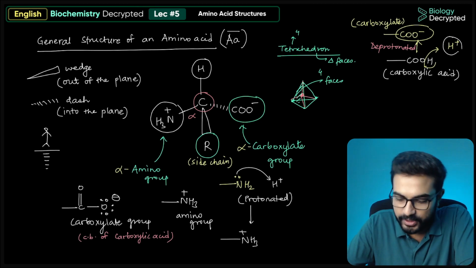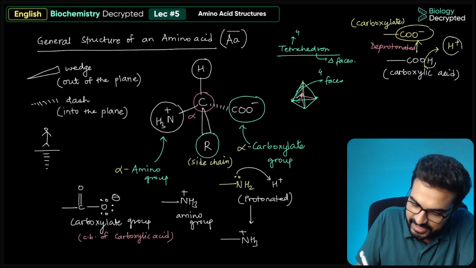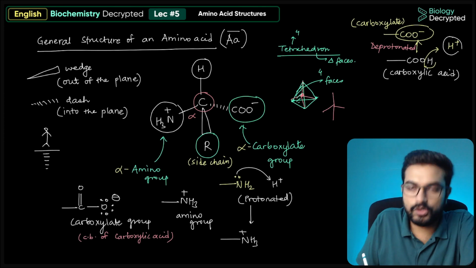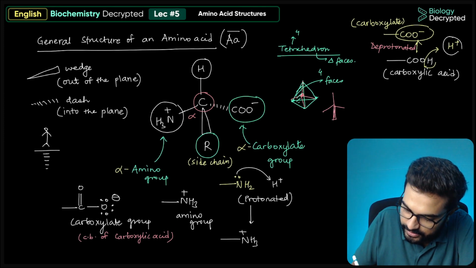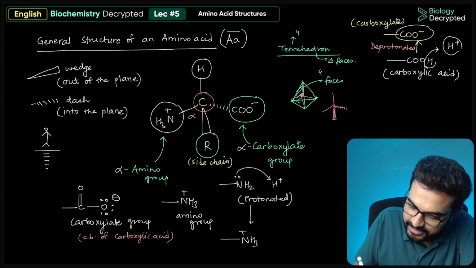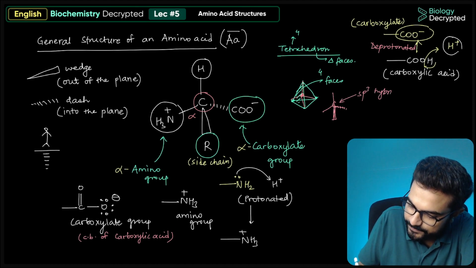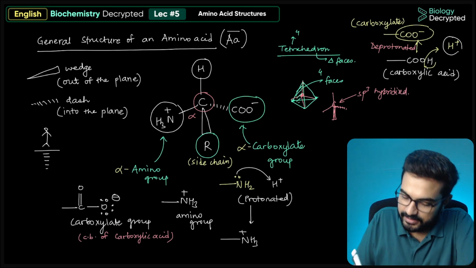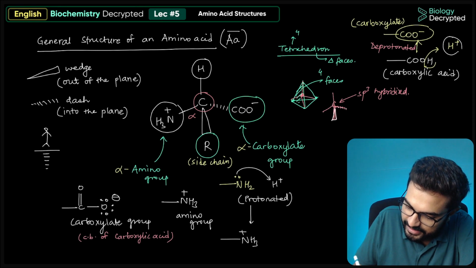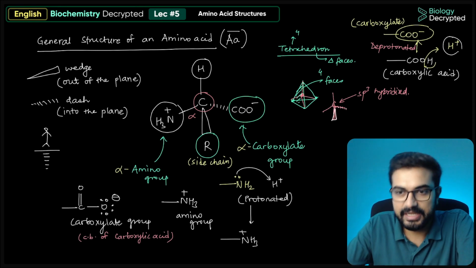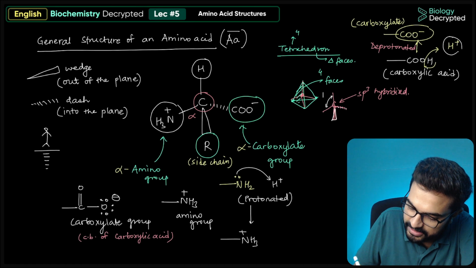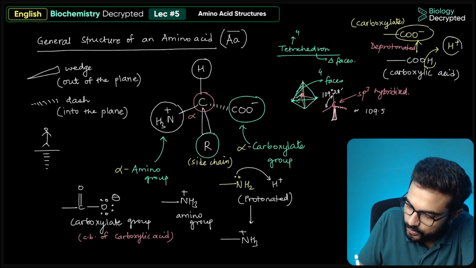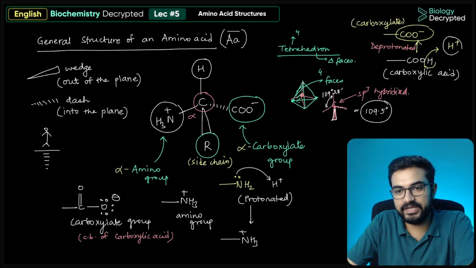So what is important to know is that this carbon, in the case of your alpha amino acid, is obviously sp3 hybridized. It has a tetrahedral structure, and therefore the bond angle will obviously be 109 degrees 28 minutes, or simply 109.5 degrees. This is very important to note.